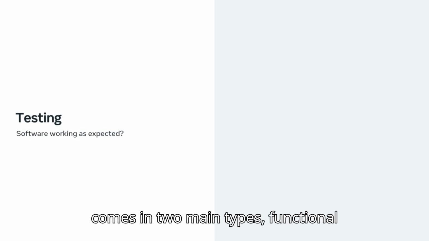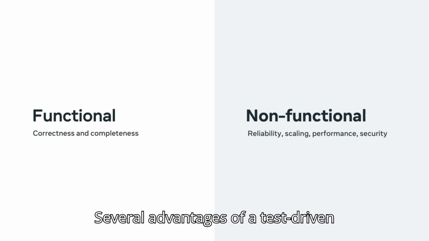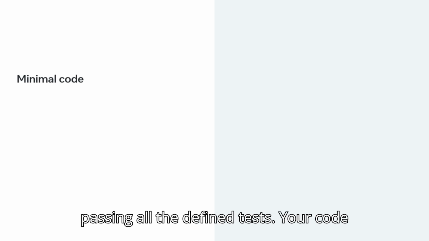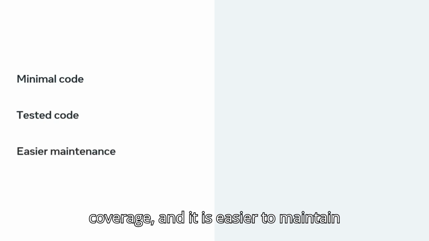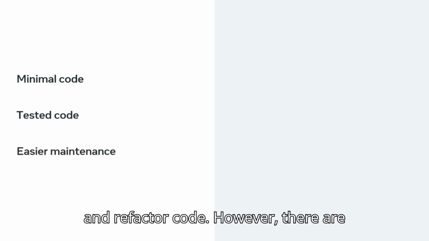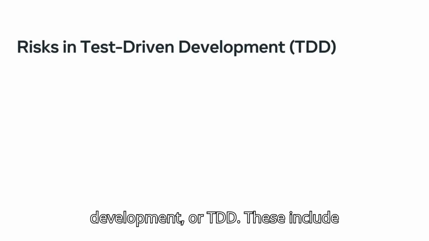Testing comes in 2 main types, functional testing and non-functional testing. Several advantages of test-driven development were mentioned, including you write minimal code with the intent of passing all the defined tests, your code is highly tested and has a high test coverage, and it is easier to maintain and refactor code. However, there are certain dangers with test-driven development, or TDD.